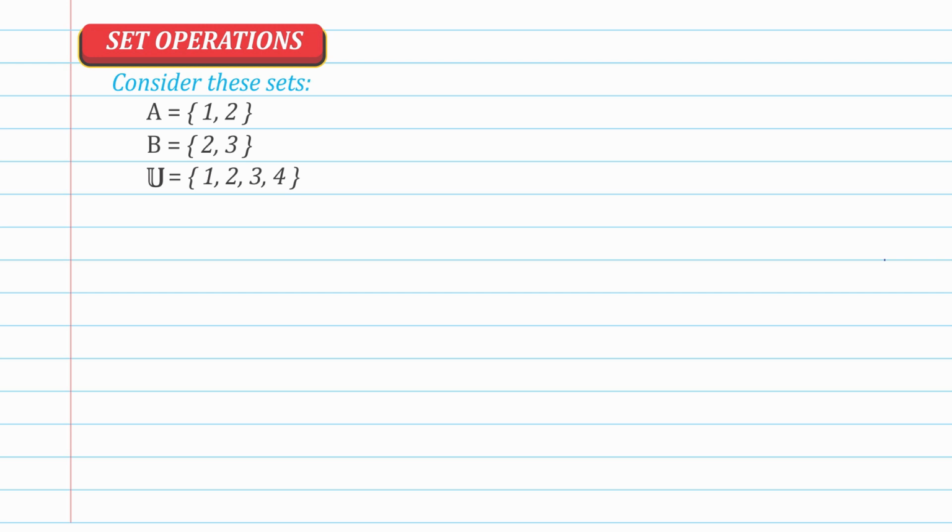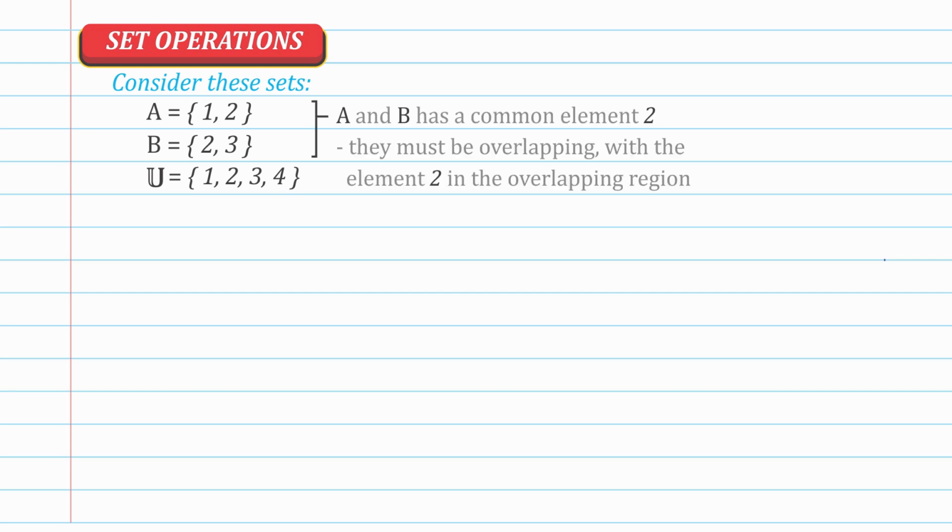Let's recall some concepts and look at these sets with their corresponding elements. Basing from our previous topics, we can analyze sets A and B and discover that they have a common element which is 2. Thus, we can conclude that the circles here that represent A and B must be overlapping. Hence, this overlapping region should contain this element 2.